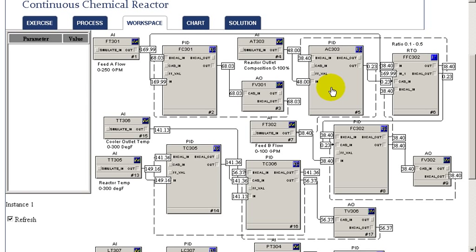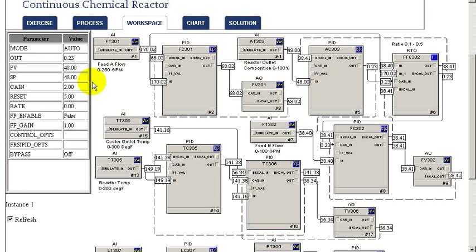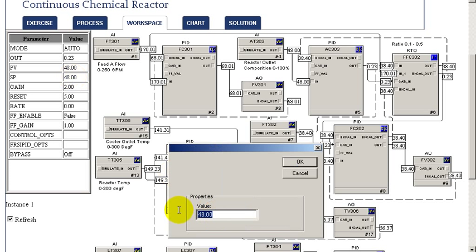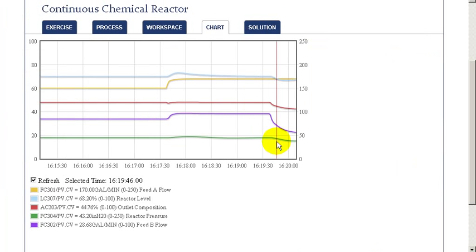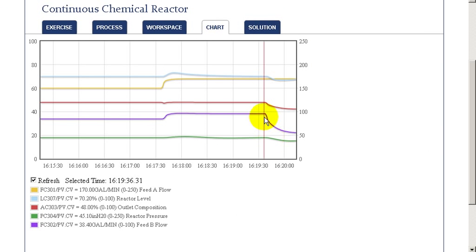In the second part of our exercise, we're going to change the target composition, so we'll change that again by a step to examine the impact of a change in the target composition on the relationship that's maintained between feed A and feed B. We'll see that the feed B is then adjusted to achieve our target through the adjustment of the ratio control set point. The impact of this change is best seen by looking at our chart.